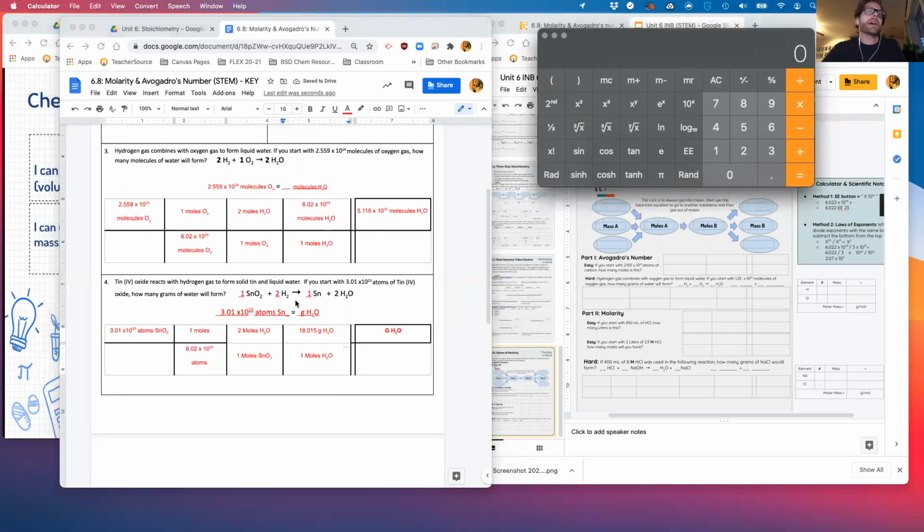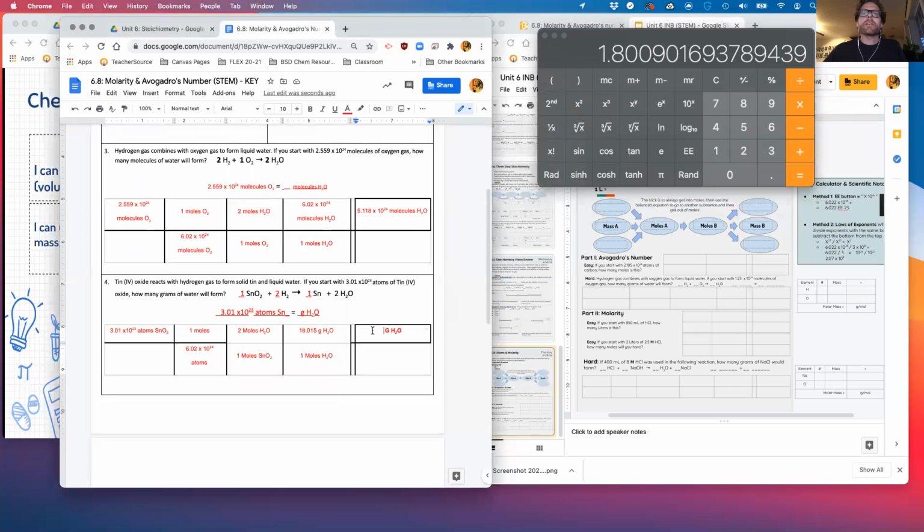Okay, cool. Now I can do this a couple different ways, but let's just do the same one as before. 3.01 E23 times 1 times 2 times 18.015 equals this, divided by 6.022 E24, and I get 1.8. So I end up with 1.8 grams of water.